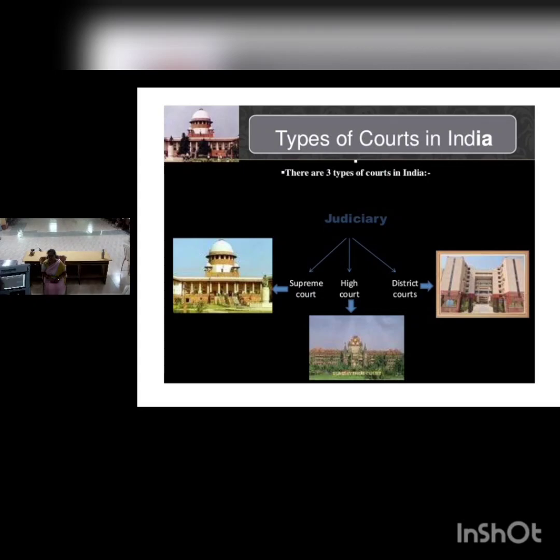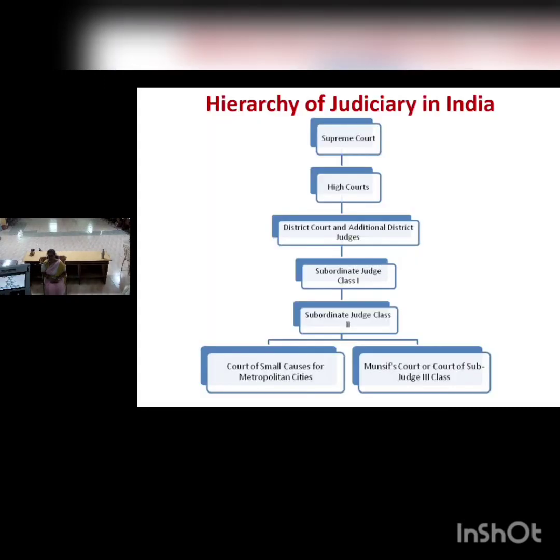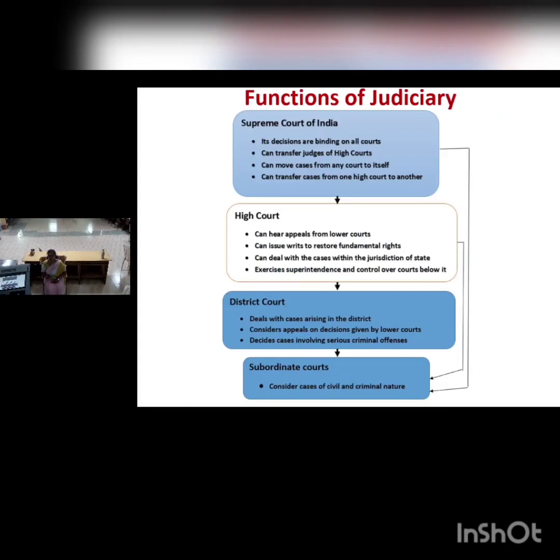There are three types of courts in India, that is Supreme Court, High Court, and District Court. The Supreme Court is at the apex level and High Courts act as the middle level, and then district and additional district judges, and subordinate judges class 1, subordinate judges class 2, and then they are divided into courts of small cases for metropolitan cities, and municipal courts, court of subjects third class.